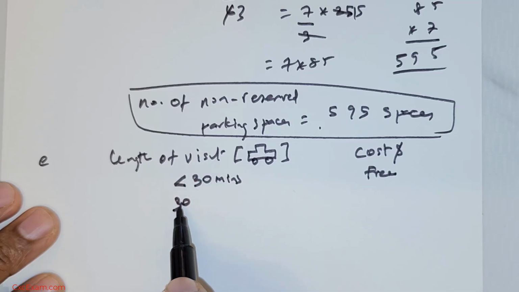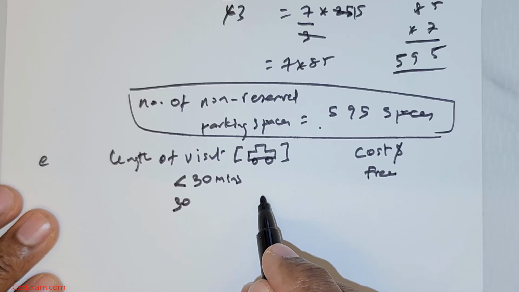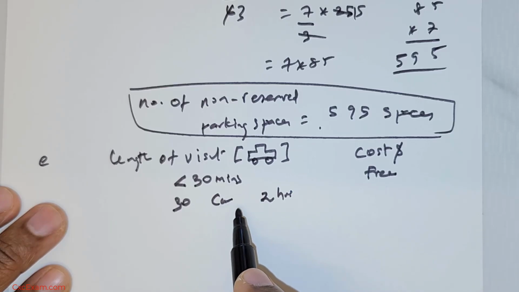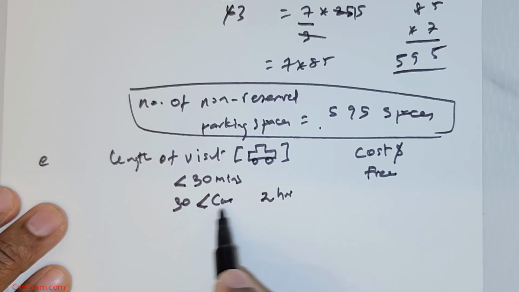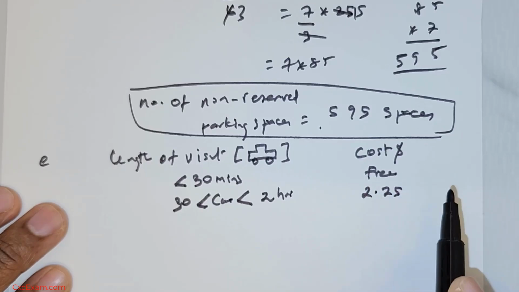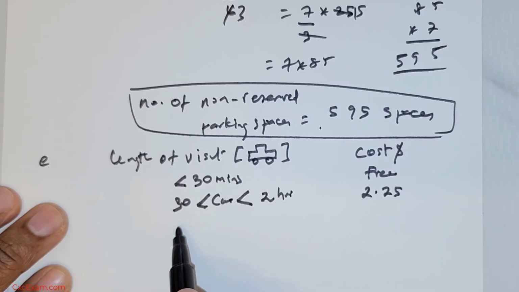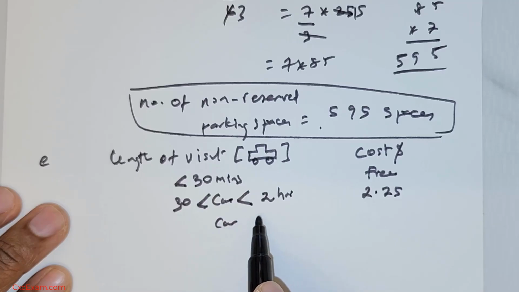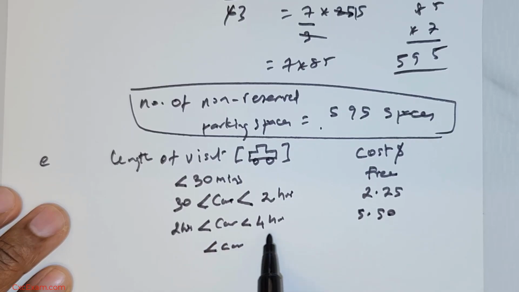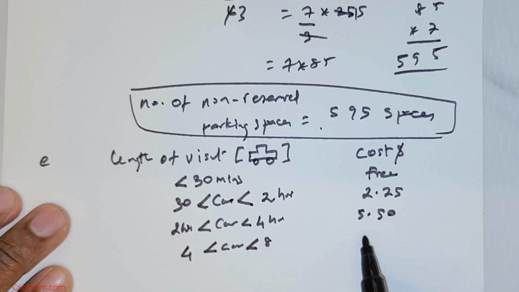So anything which is greater than 30 minutes, right? And up to 2 hours. So 2 hours is the limit. So suppose your car is greater than 30 minutes, but less than 2 hours, then you pay $2.25. On the next stage, if your car is staying in the spot for more than 2 hours but less than 4 hours, you pay $5.50. And if it stays more than 4 hours but less than 8 hours, you pay $9.25.